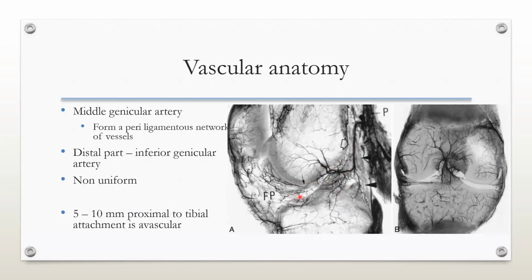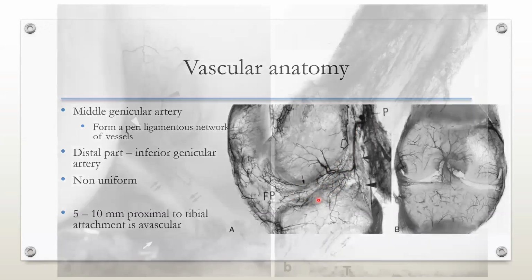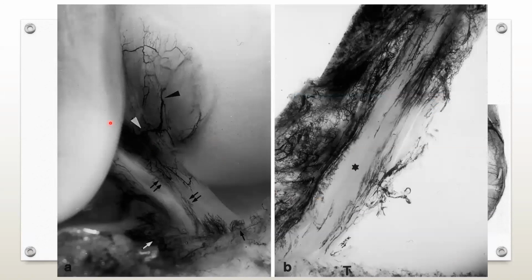And as you can see, the blood supply is non-uniform. There is a very predominant avascular area of the ACL seen 5 to 10 mm from the attachment on the tibial side, thus explaining the poor healing capacity of the ACL. This is again a cadaveric specimen with the dye injected, showing the vascularity of the ACL at the femoral attachment and the vascularity of the ACL at the tibial attachment, and a very large avascular zone in the mid-substance.